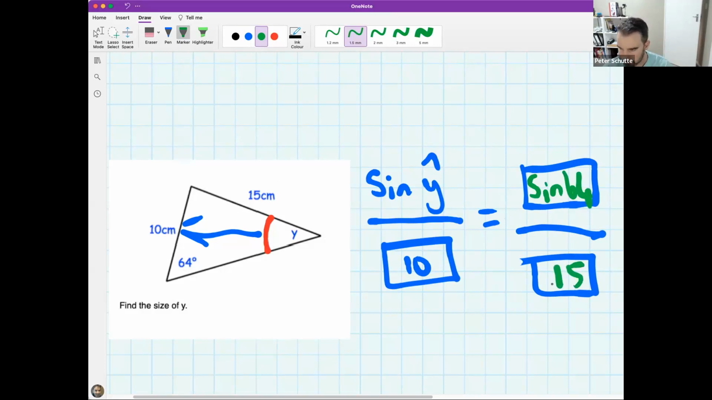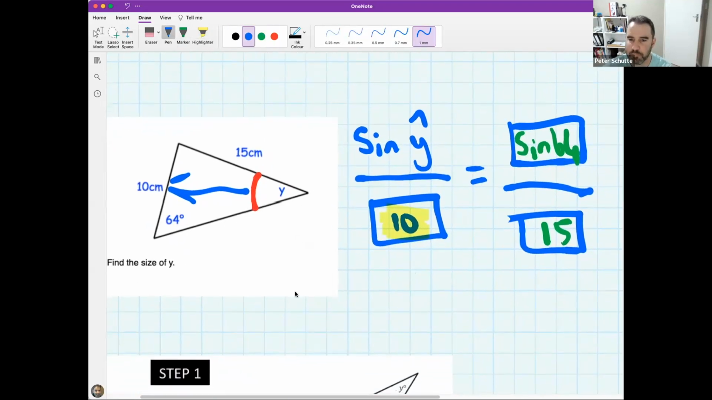Okay, now we're on the right track, but there's a problem. The problem is this 10 over here. I want to get the thing with the variable by itself. And so I want to ask, how do I get rid of this 10, or how do I make it less of a nuisance? If somebody wants to put their hand up, or if somebody wants to put in the chat, how do I deal with the 10?